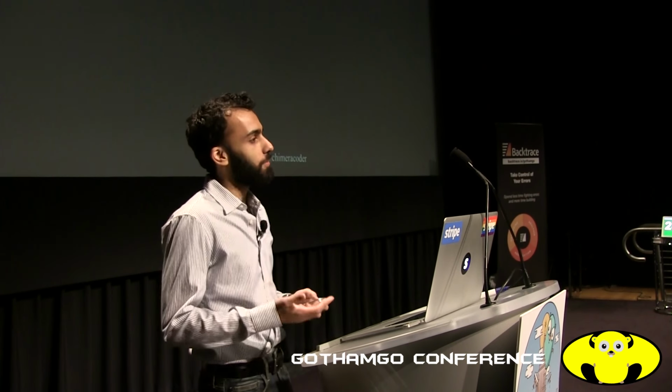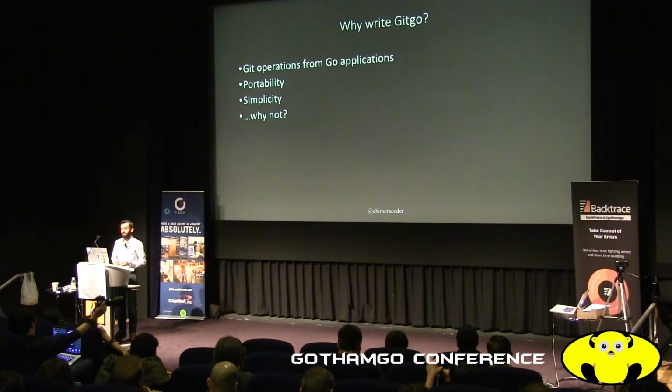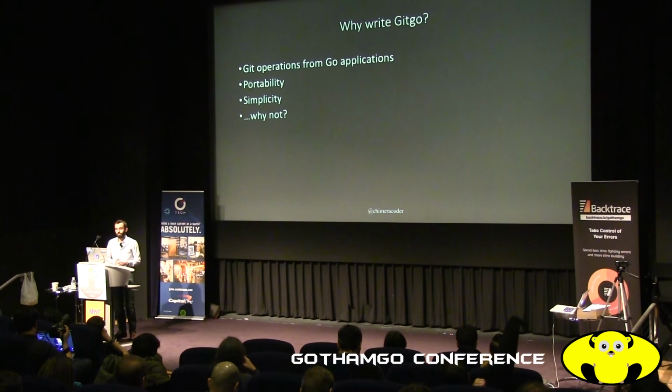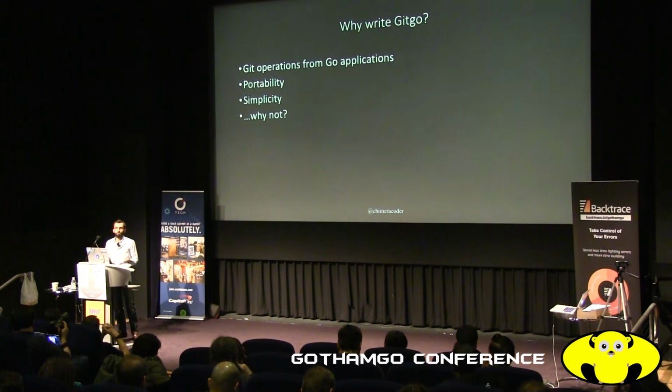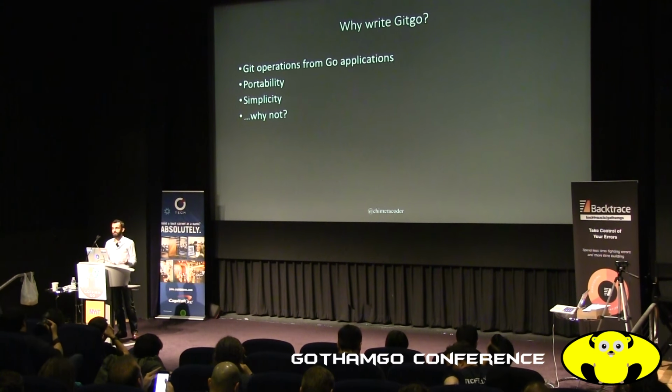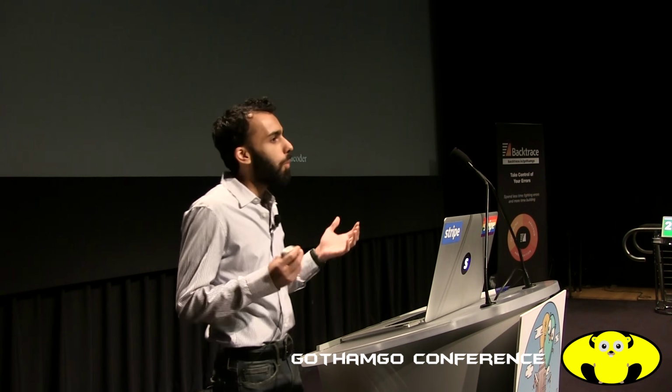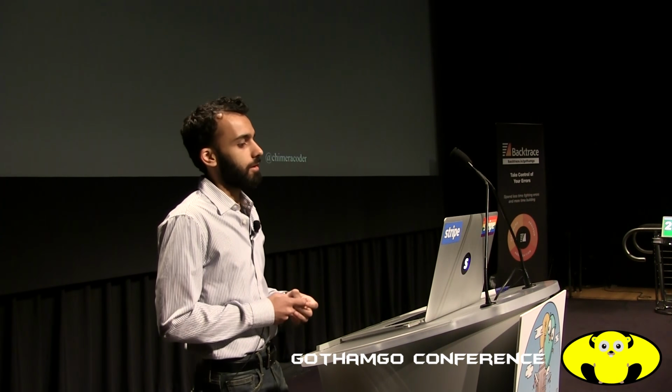So Gitgo is a pure Go, open source, clean room implementation of Git. And there are a number of reasons that we decided to write Gitgo. Primarily, we can perform Git operations from Go source code, but we also get the additional portability and simplicity that comes with Go code over C. But most importantly, why not? Why not rewrite Git in Go?